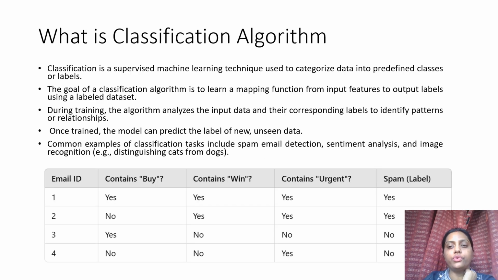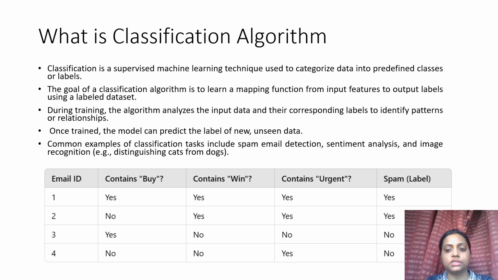Before that, we have to know what we mean by classification algorithm. Classification is a supervised machine learning technique used to categorize data into predefined classes. As we see from the snippet of the dataset, it contains several features. Here the features are buy, win and urgent. And the label is whether a particular message is a spam message or not. That means from the table we can see that we have two types of label. One is yes, another one is true.